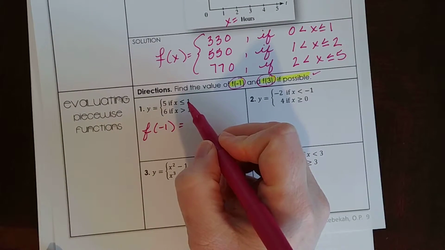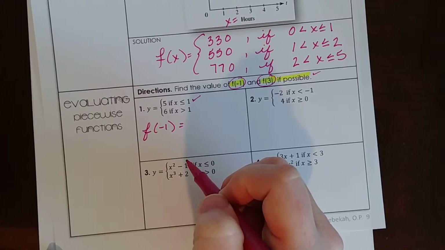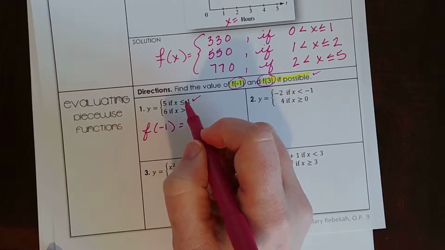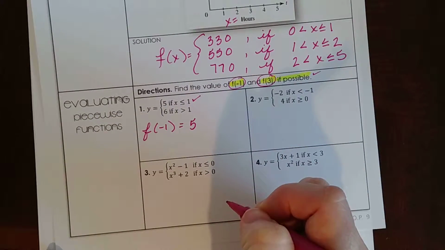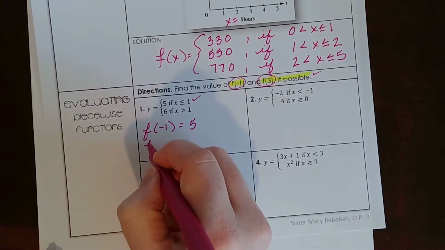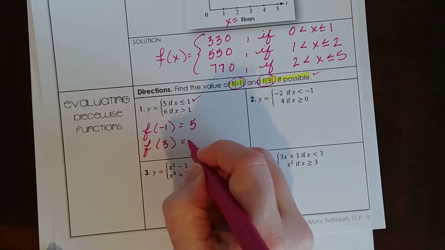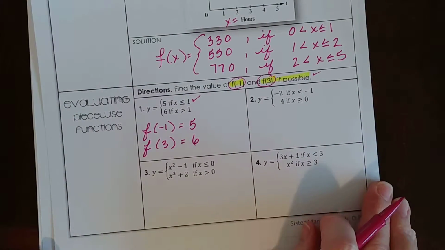Well, this one's defined at a fence of 1, so the piece that is x is less than or equal to 1 is the first piece. So f of -1 is equal to 5, but f of 3 is the second piece because x is greater than 1 there. So f of 3 is 6.